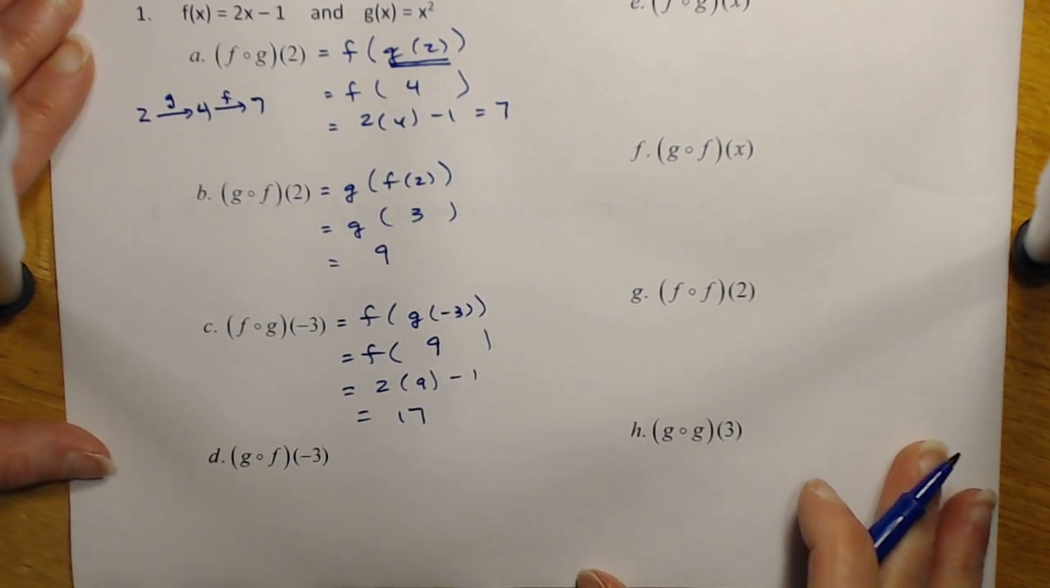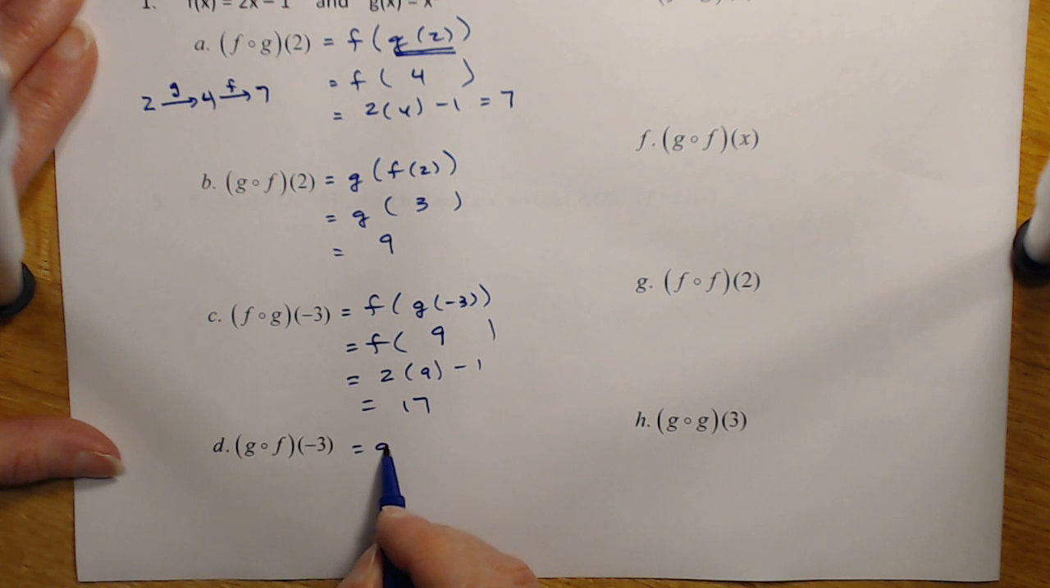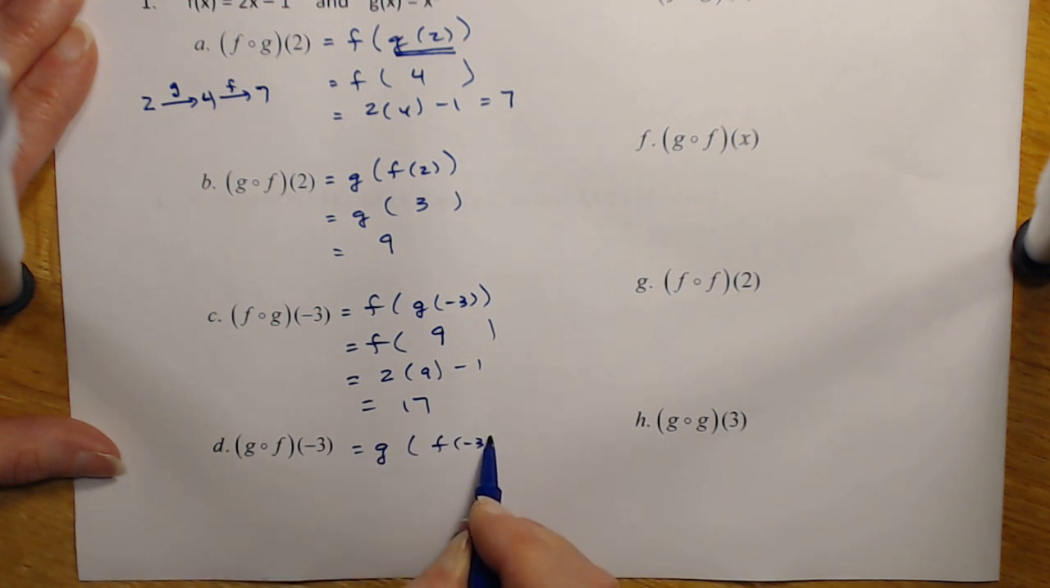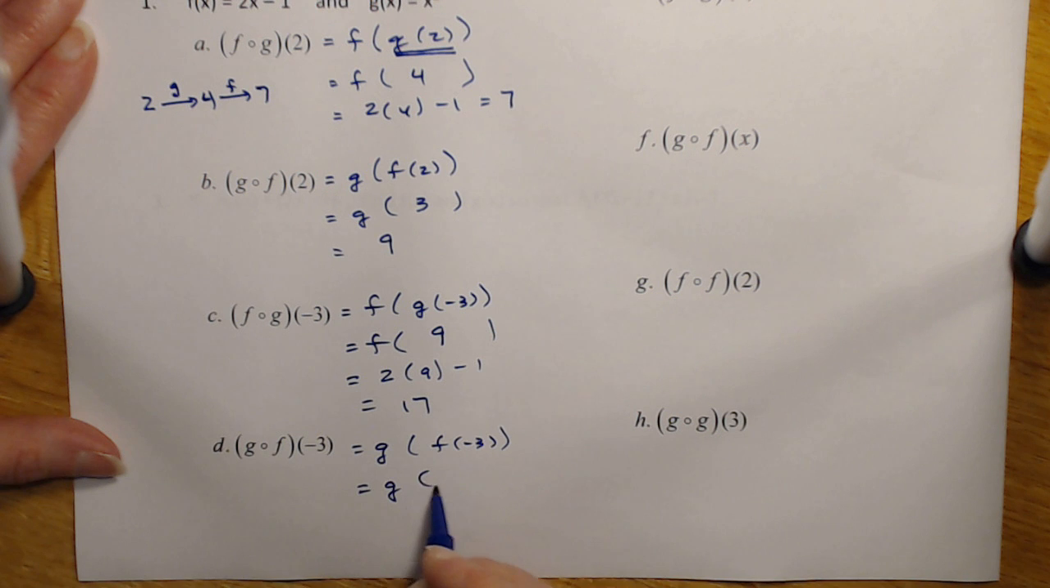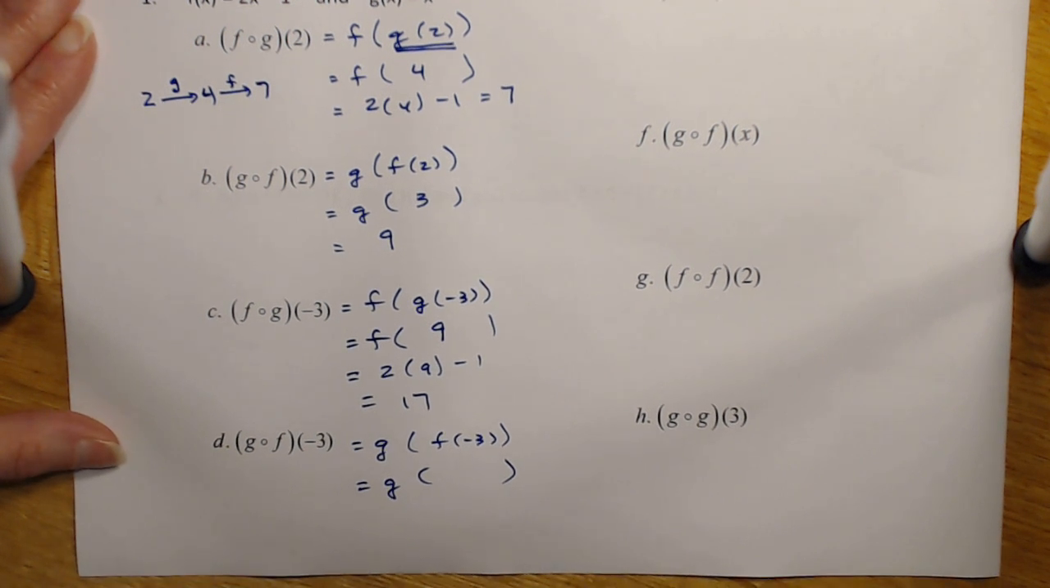Okay. And then g of f of negative 3. Remember, we have to do f of negative 3 first. So again, the f function doubles it and subtracts 1. So we double it, get negative 6, subtract 1, we'd be down to negative 7. G is the squaring function.